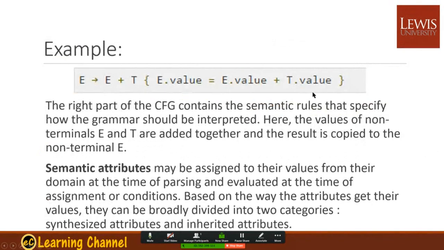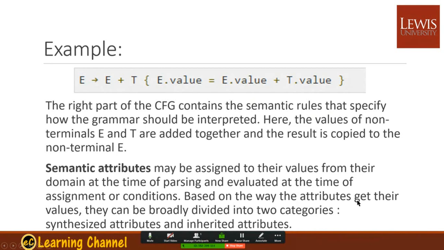Example, this is an attribute grammar for a term. The right-hand part of the context-free grammar contains the semantic rules that specify how the grammar should be interpreted. Here, the values of the non-terminal are added together, and the result is copied to the non-terminal E. Semantic attributes may be assigned their values from their domain at the time of parsing and evaluated at the time of assignment or conditions.